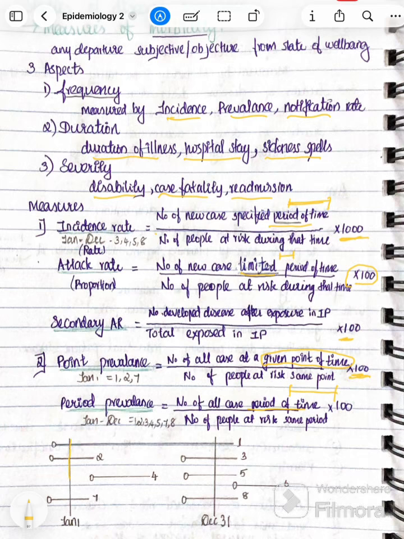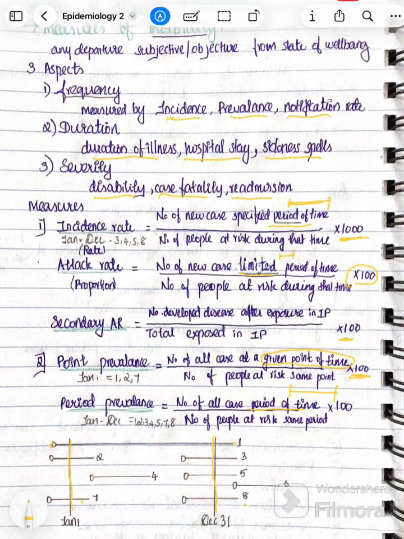This vertical line is from January 1 to December 31st. So this first case started before January and is continuing even after December 31st. The second case started before January and ended after January. The third case started before December and ended after December. And another case is here, the case 5, case 6, case 7, case 8.